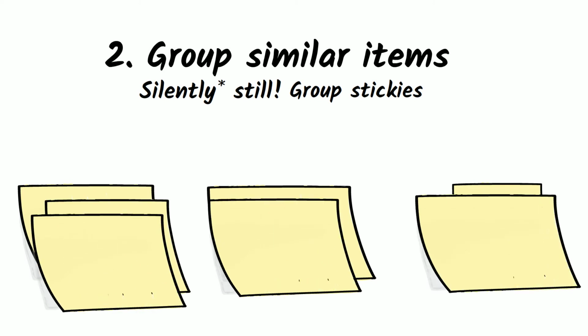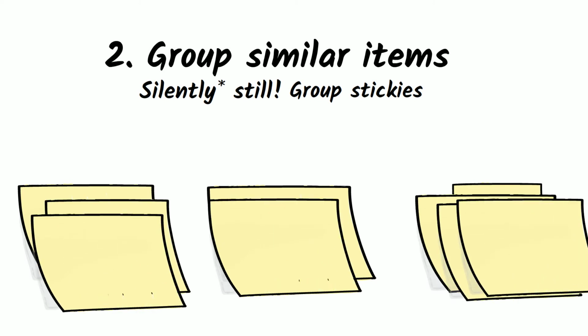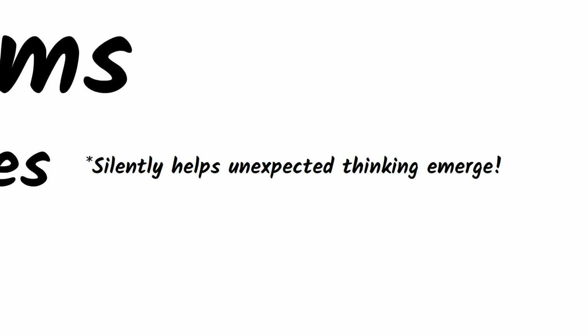Then, still silently, the second step is, as a group, put all similar ideas together. This is the affinity part. Similar ideas have an affinity for each other and they group together. Also do this silently. Studies show that doing this silently actually speeds up this process.